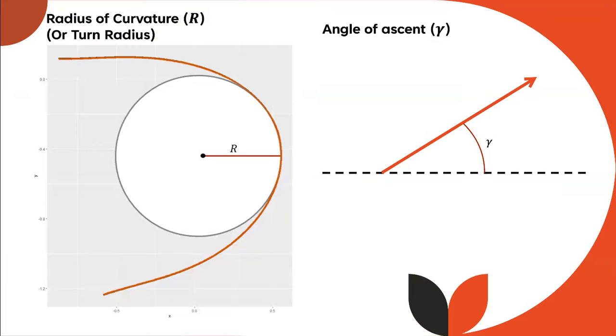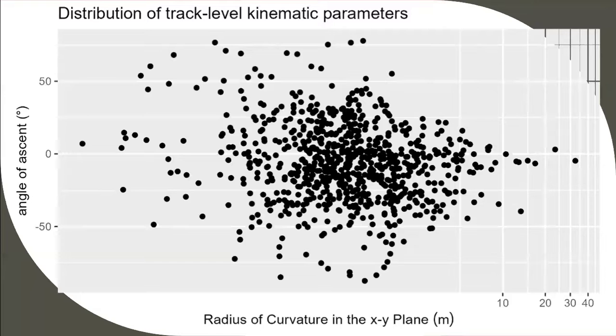Basically, it's just a measure of how sharp a turn we are looking at. And then angle of ascent is just the angle that the velocity makes with horizontal. So how sharp up or sharp down is the bat flying. These are the most obvious, just because radius of curvature seems to be a really nice intuitive way to split out turns, and angle of ascent seems to be a nice way to look at the changes in elevation.